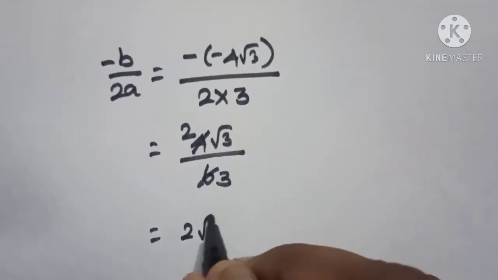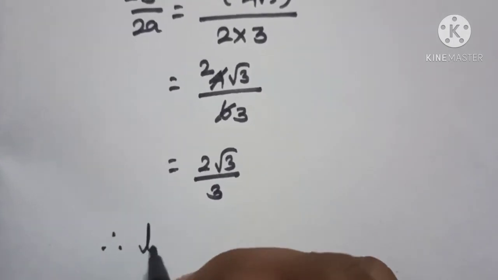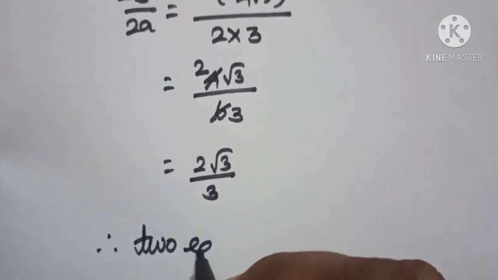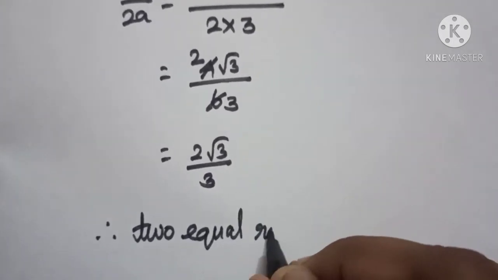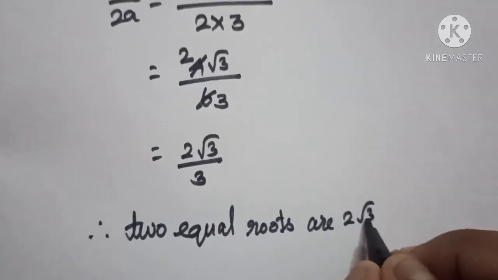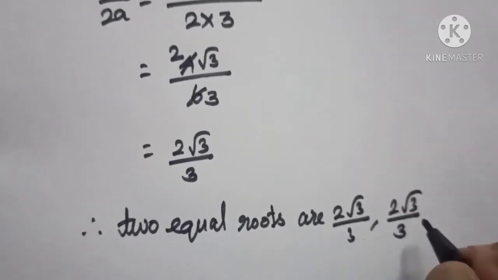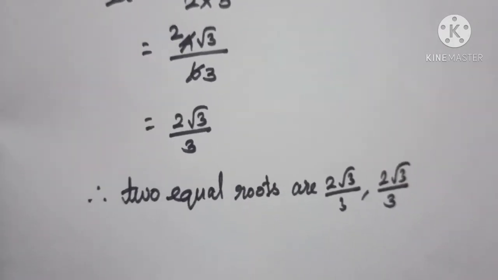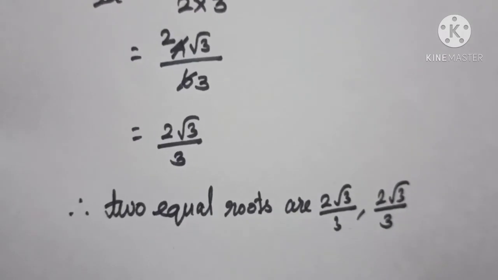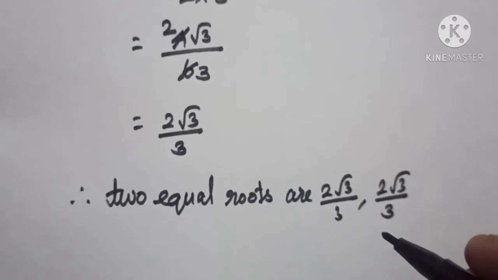We get 2 root 3 divided by 3. Therefore, the two equal roots are 2 root 3 by 3, comma, 2 root 3 by 3. So these are the two equal real roots. The C question, you do it as homework.